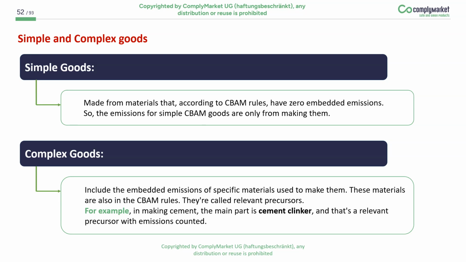You need to understand what is the difference between simple goods and complex goods. Simple goods have zero embedded emission, because emissions for simple goods are only from making them. Complex goods include embedded emissions of specific materials used in them. For example, in making cement, the main part is cement clinker, and thus relevant emissions are counted.